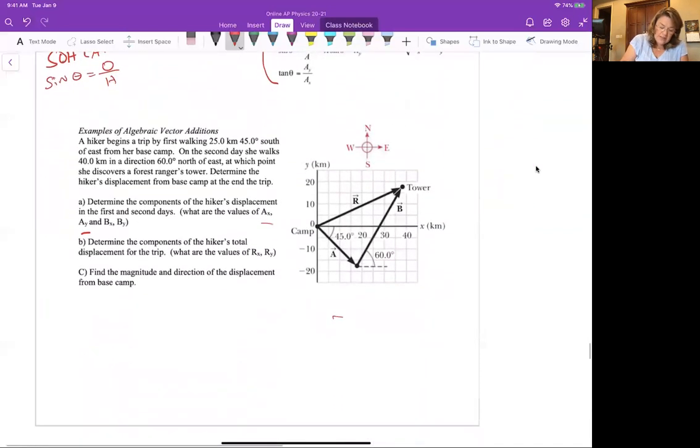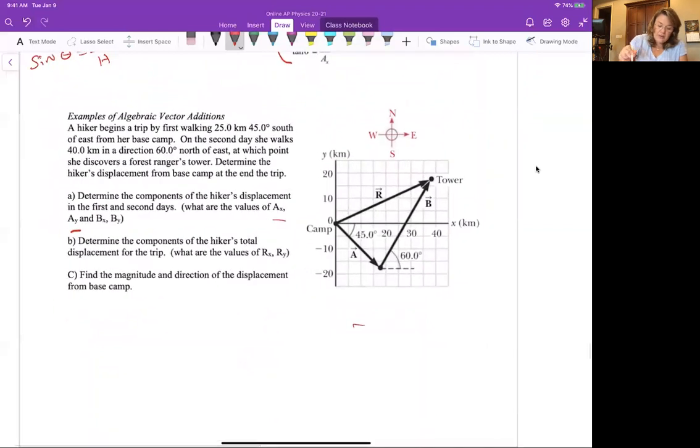All right, here's an example of how we're going to solve a problem using algebra. Okay, I have a hiker. She begins her trip. She first walks 25 kilometers, 45 degrees south of east from her base camp. On the second day, she walks 40 kilometers in a direction of 60 degrees north of east, at which point she discovers a forest ranger's tower. Determine the hiker's displacement from the base camp to the end of the trip.